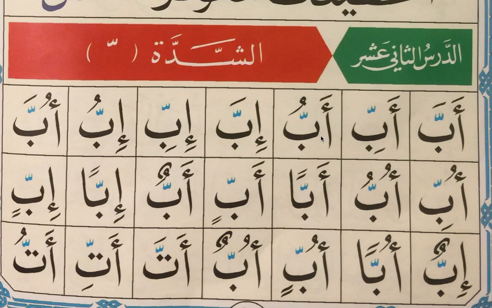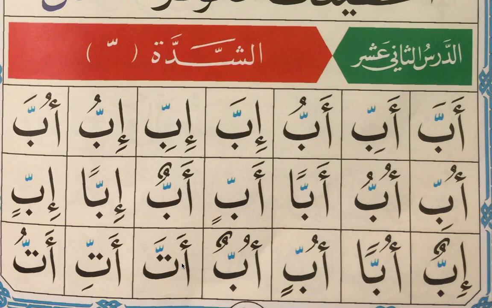Now we did all the possible combinations with the first letter, which is the ba. Now we're going to do all possible combinations with the letter ta. So we combine the fatha shadda and then the movement letters, then the kasra shadda and the movement letters, and the dhamma shadda and the movement letters, and then the shadda and tanween. We did that with the ba, and now we're going to do that with the letter ta.